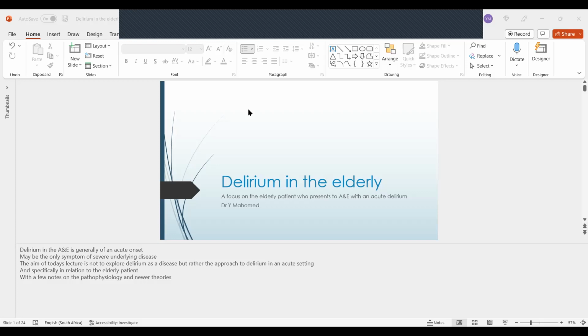So we'll go through a lot of the causes. And then, like I say, next week we're going to do a second part where we'll go through a case study on this and cover some other aspects of it. It's not to explore delirium as a disease, but rather how we approach delirium in the acute setting in relation to the elderly patient. And then we'll talk about some pathophysiology and newer theories as well.